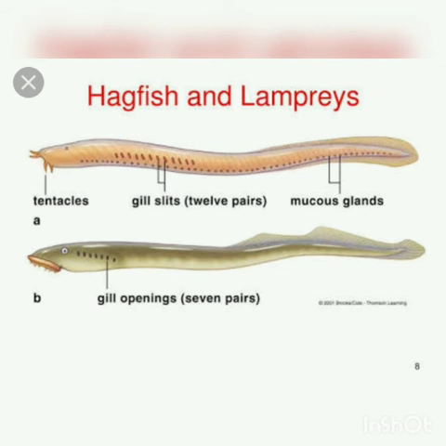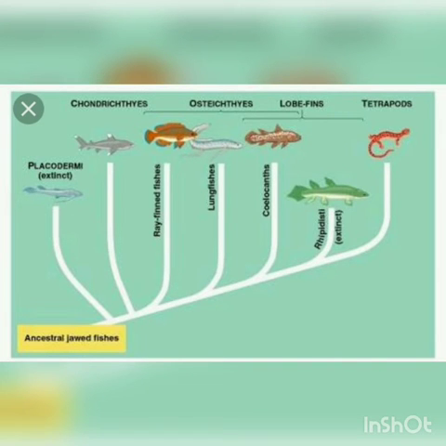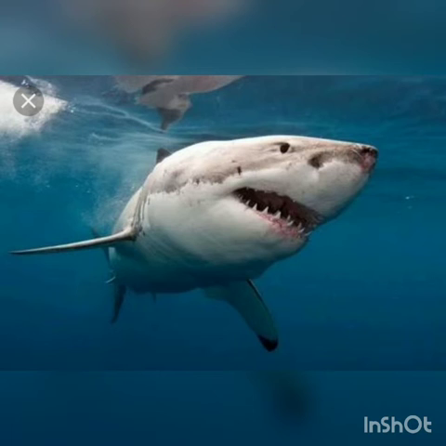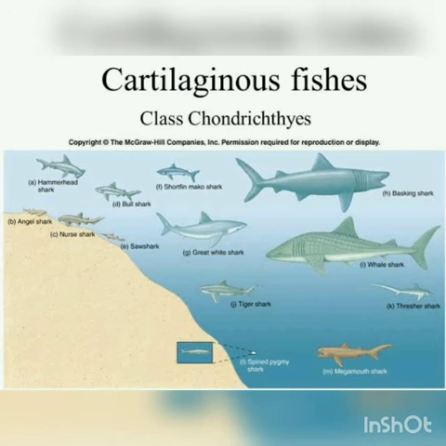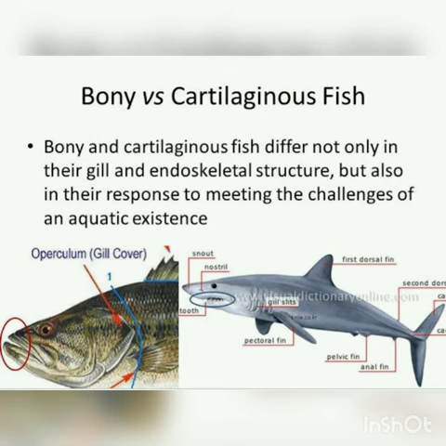And the Gnathostomata includes jawed fishes and also tetrapods. Tetra means four legs. That means they have two pairs of limbs, which includes amphibians, reptiles, aves, and mammals. This jawed fishes, Gnathostomata, is divided into two classes, Chondrichthyes and Osteichthyes. So differentiate Chondrichthyes and Osteichthyes, that means cartilaginous fishes and bony fishes. I have given you one tabular column.